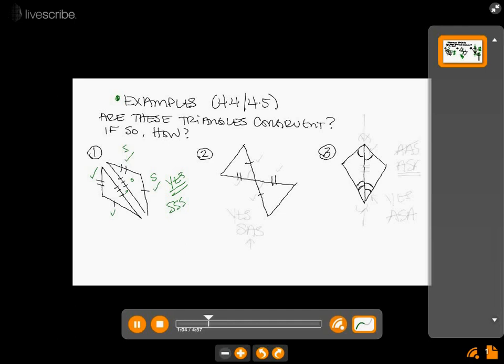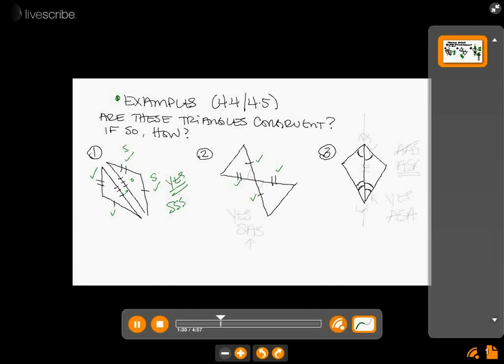If we look, we already have two pairs of sides marked off. We have these two sides and these two sides. So we have SS. That narrows it down. Okay? It tells us that it can't be ASA or AAS. The reason is those both only have one pair of sides in them. Okay? So it splits all choices down by a few.